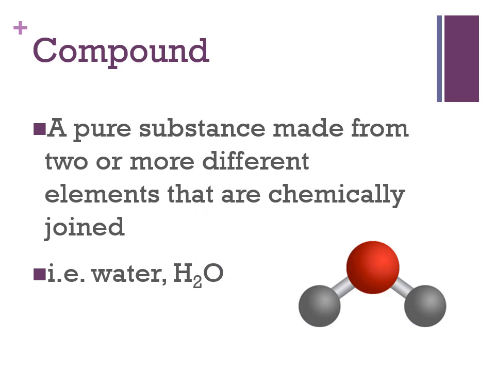A compound is also a pure substance, and it's made from two or more different elements that are chemically joined together. The diagram here is of a water molecule. The gray spheres represent hydrogen, and there's two of them, and you have the one red sphere representing oxygen. We can notice that something is a compound because it typically has a formula, and that formula is made up of the symbols of each element and subscripts representing how many atoms of each element there are.